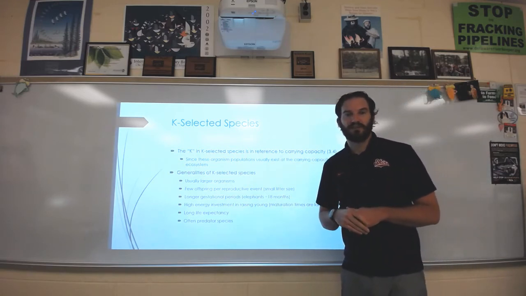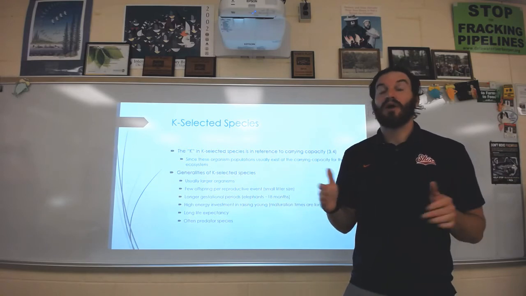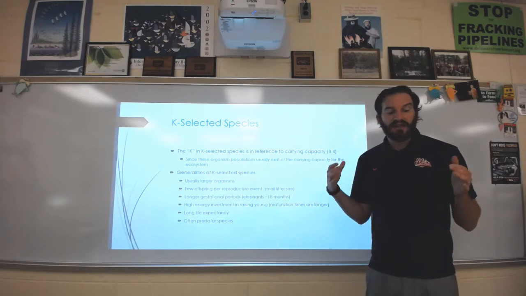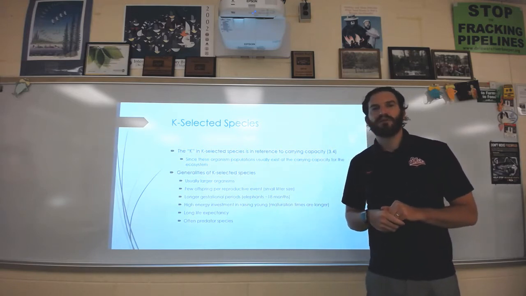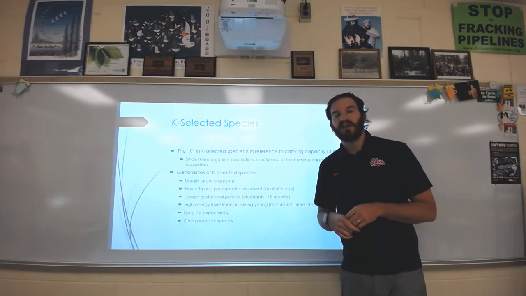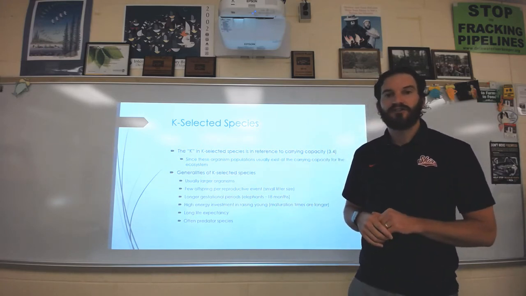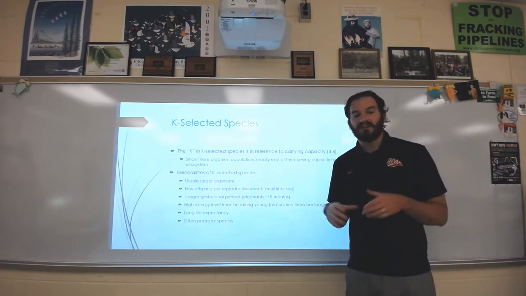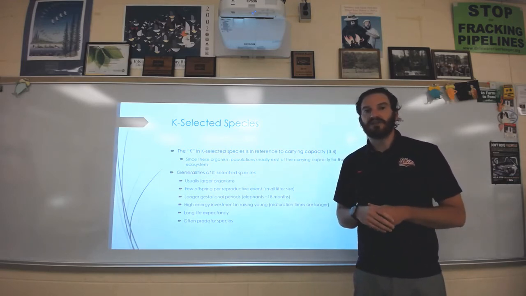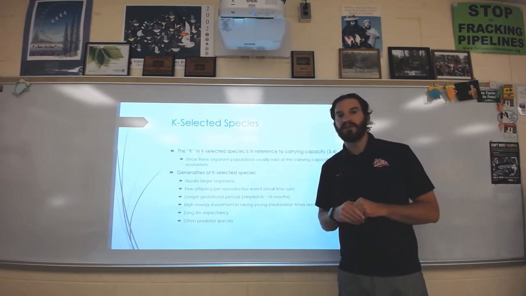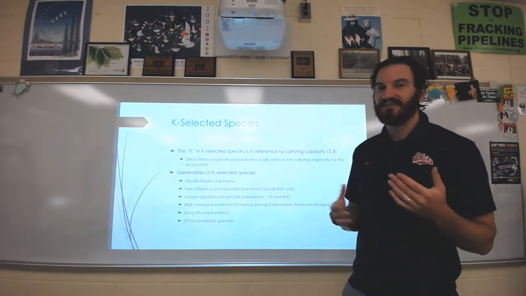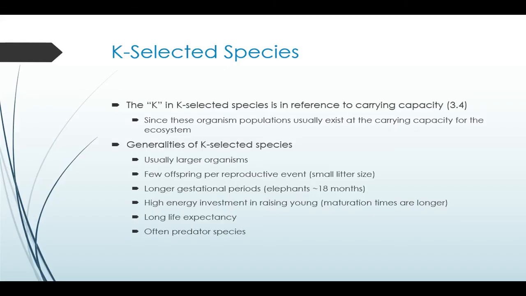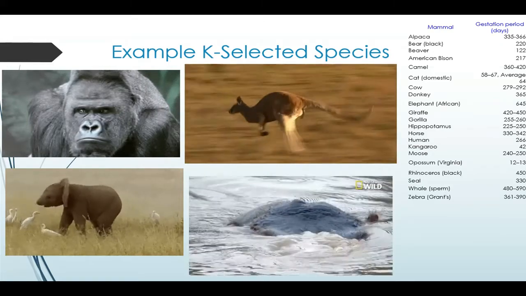What's the life expectancy of the organism? If the life expectancy is quite long, it's probably a K-selected species. If it's short, it's probably going to be an R-selected species. And then K-selected species are often predator species, but there are a lot of exceptions to this. Things like elephants are not predators. You're not going to see an elephant hunting down different animals. But the idea is that a lot of our predators can fall into the K-selected species category more than the R-selected species category. It's just more of an observational stat. I don't really know the true data on that one. So let's compare some of our examples here.